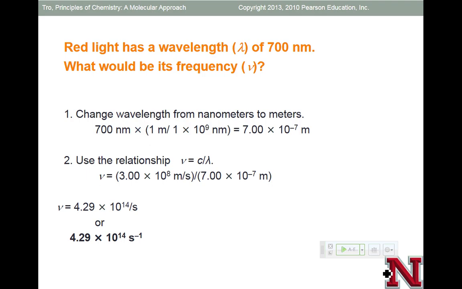Both are acceptable. If you're doing these in Mastering, make sure that you pay attention to what format it wants. It probably wants your units like this, but just double check because Mastering is real strict about how you put things in. It usually tells you somewhere how you should be putting things in, so make sure you put it in correctly. That's about most of the math that we're going to talk about in this chapter as far as applying it. So if you know your nanometers of wavelength, you can figure out your frequency. So that's pretty straightforward.